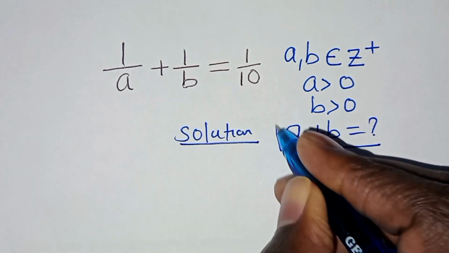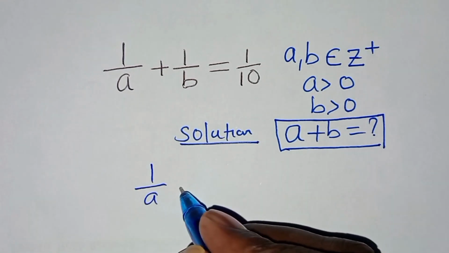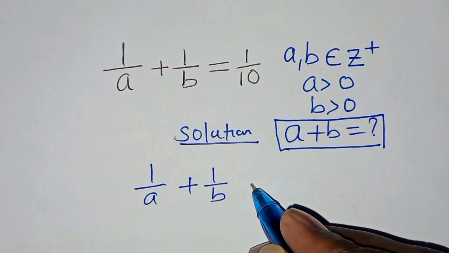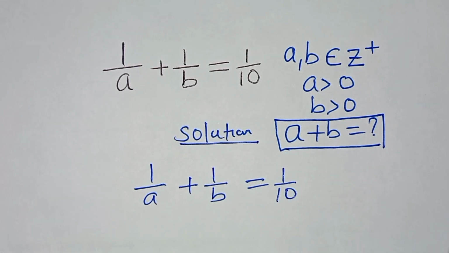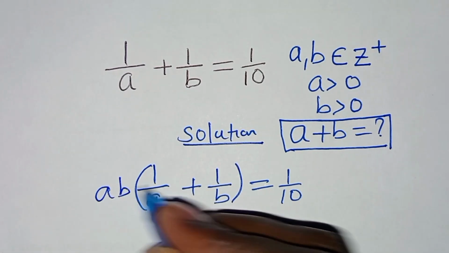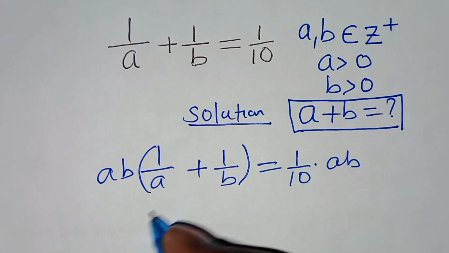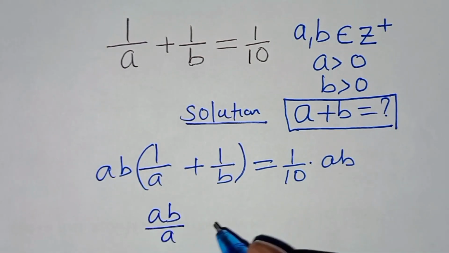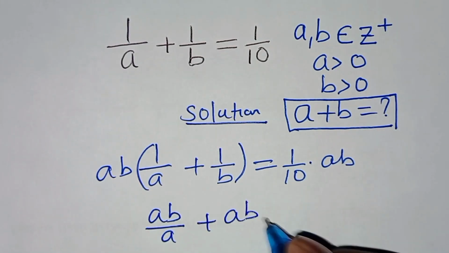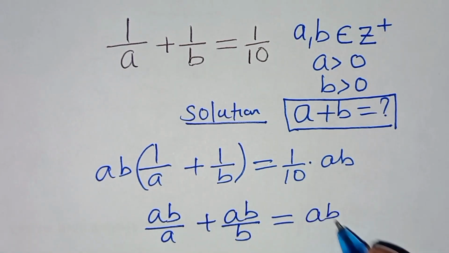So let's determine what is the value of a plus b. Solution from here, we have 1 over a plus 1 over b, and this is equal to 1 over 10. The first step from here, let's multiply both sides by ab. So that now here, we will have ab divided by a plus ab divided by b. This is equal to 1 times ab, which is ab over 10.